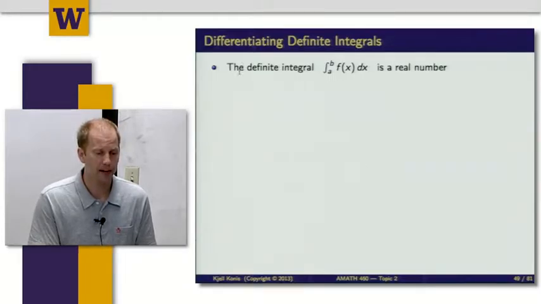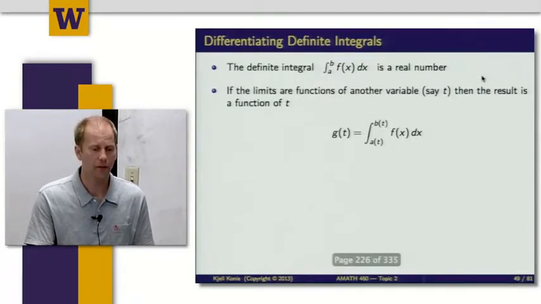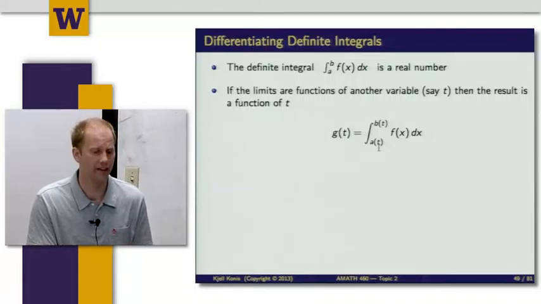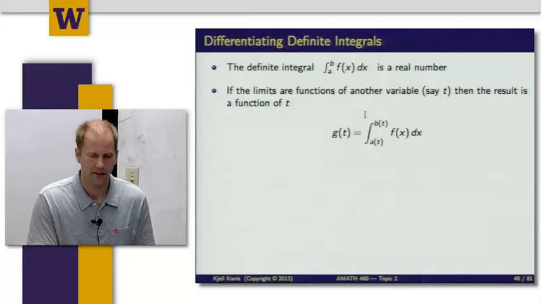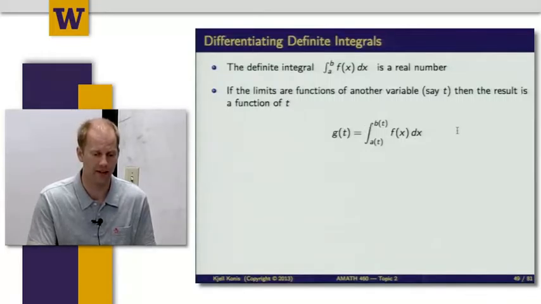I'll first start out by pointing out that a definite integral, if I integrate a function f of x over an interval a, b, is a real number. So it's constant, it's not changing. If I try to take the derivative of it, it's constant, so its derivative is 0. The only way this is going to get exciting is if the limits, the a and the b, are now functions of another variable, so I chose t. Then when I evaluate this definite integral, it's still going to be a function of t, and so I might want to consider taking its derivative with respect to t.